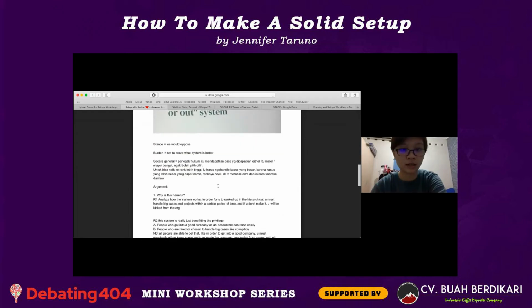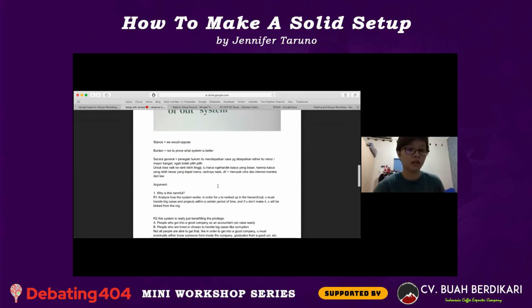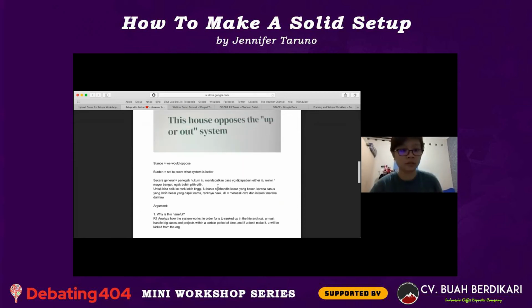And the setup that was submitted here had the following elements. Okay, so some of this is in Indonesian. I think it's because I'm Indonesian. They just submitted it in Indonesian, but I'll translate it for everyone later. Actually, I'll do it right now.